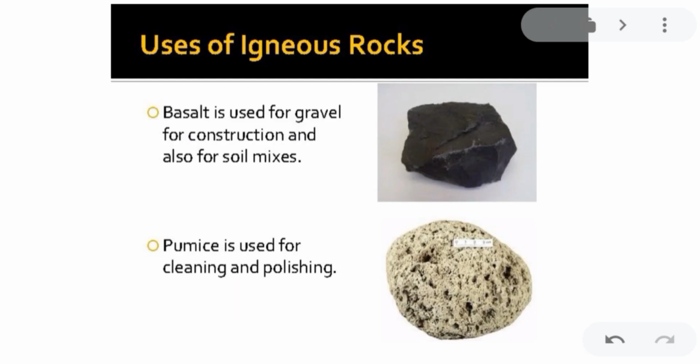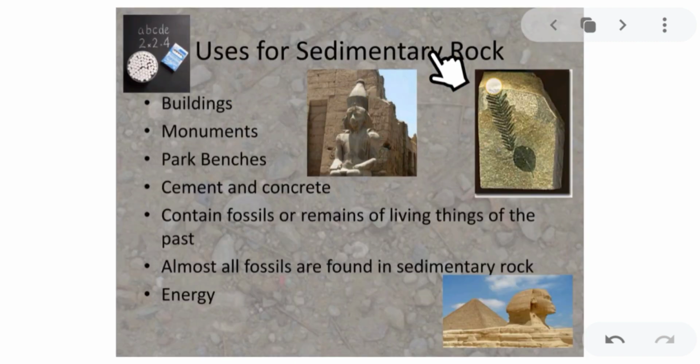Now, let us proceed on the uses of igneous rocks. So, here are some examples. We have here the basalt. This one is used for gravel, for construction, and also for soil mixes. And then the pumice, it is used for cleaning and polishing. And we have here the uses for sedimentary rock. They can be used in buildings, monuments, park benches, cement, and concrete.